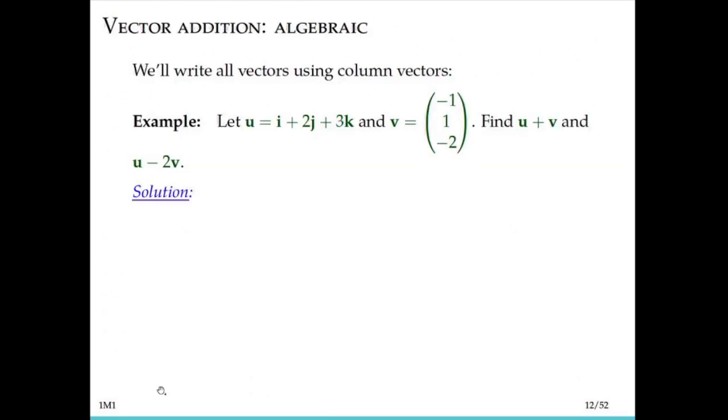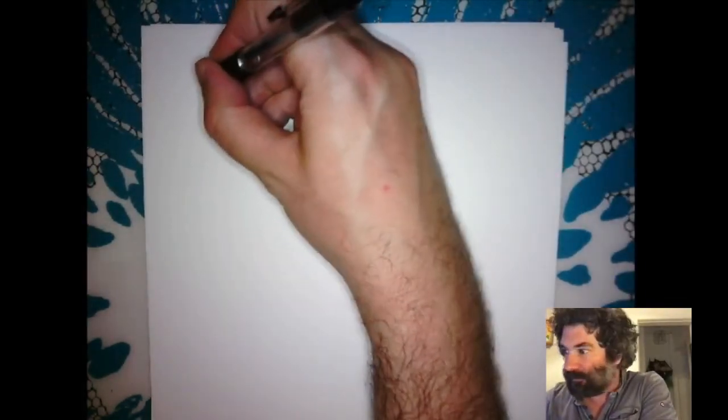Now, to finish off this lecture, I'm going to go over a few examples, just examples manipulating vectors using the coordinate expressions. And so in this first example, we have 2 vectors u and v, which are given either in terms of the basis vectors for u, or in terms of a column vector for v. And we calculate just u plus v and u minus 2 times v. So let me write u and v again here.